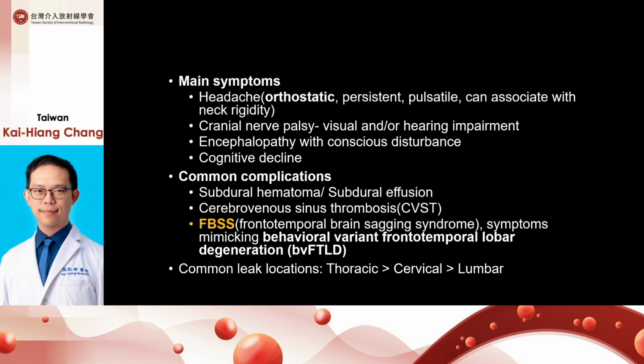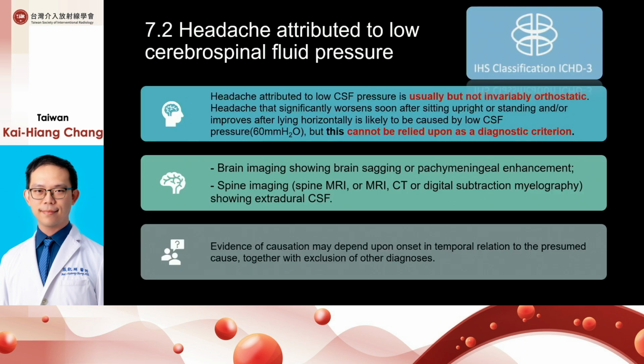And in more chronic or severe cases, you may see complications like subdural hematoma, CVST, or FBSS, which stands for frontotemporal brain sagging syndrome, mimicking behavioral variant of frontotemporal lobar degeneration. Typically, the leak occurs most often in the thoracic region, followed by the cervical and lumbar spine.